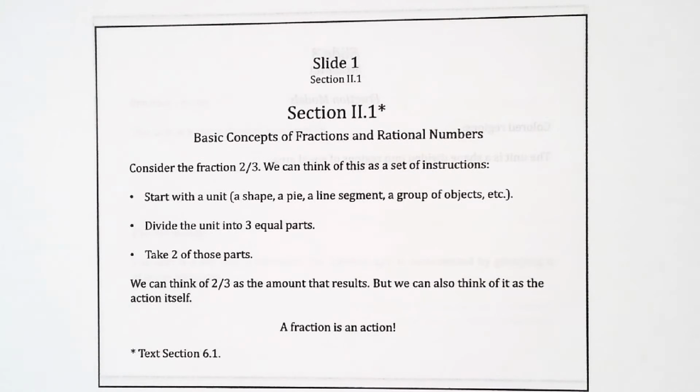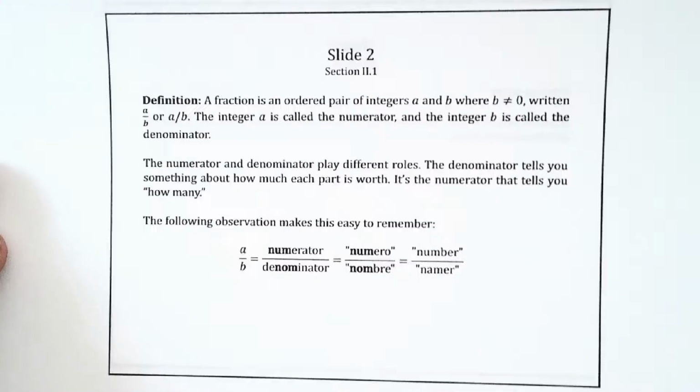So you can think of the 2/3 as the amount that results, but you can also think of 2/3 as the action itself. So 2/3 could be that piece of the loaf of bread that you end up with, or it could be the action that results in that piece, the process. So one thing I often like to say, because it rhymes, and it's true, is that a fraction is an action. So that's the idea you should have in mind.